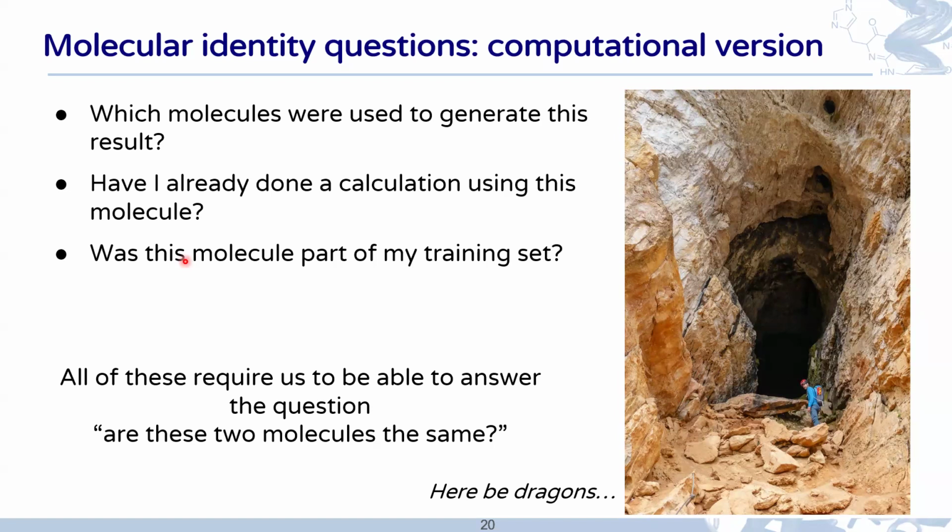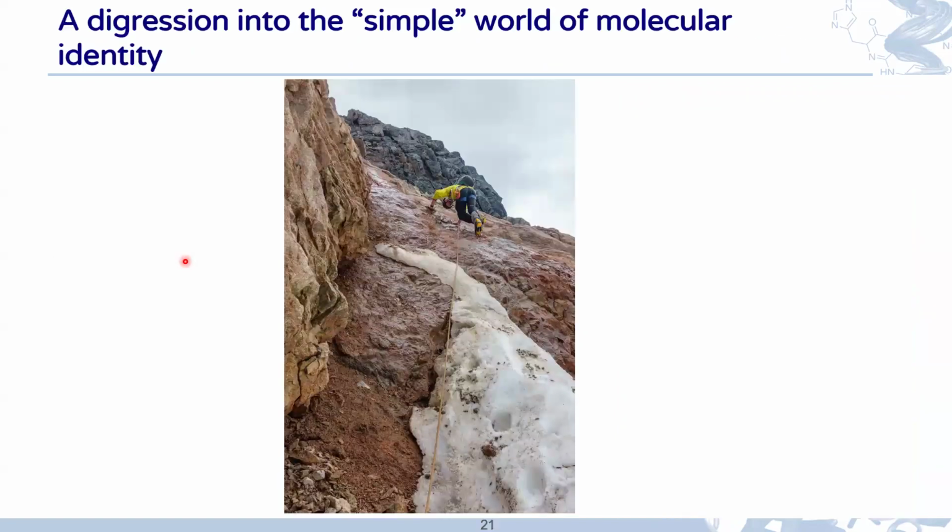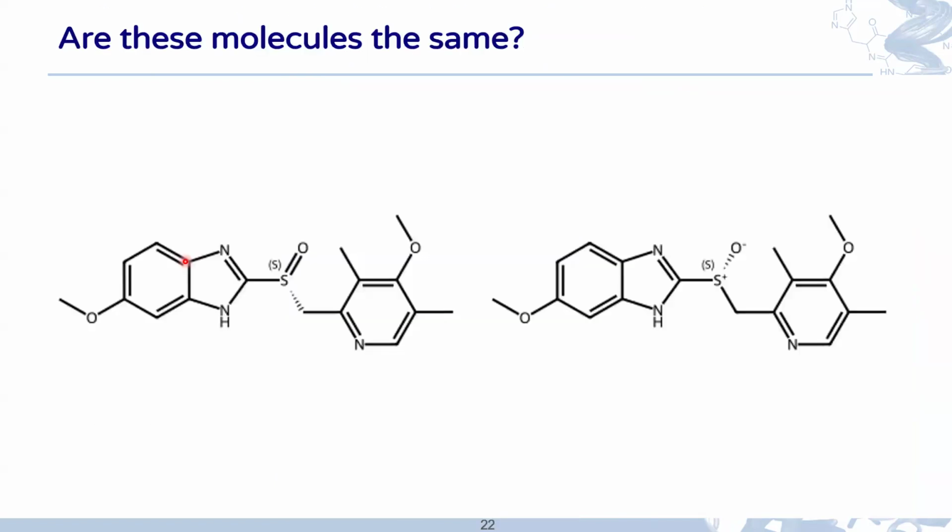If you haven't worked with computers and molecules, this seems really easy. And if you have worked with computers and molecules, you know that this is actually fairly subtle and a giant pain. So I'm going to take a quick digression into the so-called simple world of molecular identity by asking you some questions. So get ready, it's a pop quiz. Are these 2 molecules the same? This is esomeprazole, or the API in esomeprazole. The difference between these 2 is that one is a resonance structure of the other. On the left-hand side, there's an S=O double bond, and on the right-hand side, it's drawn in the charge-separated form.